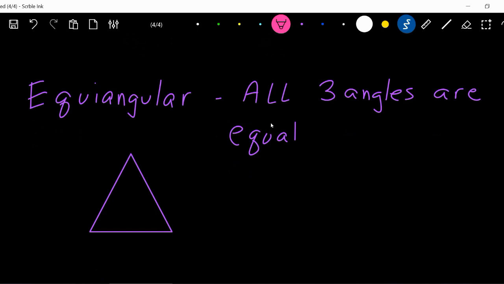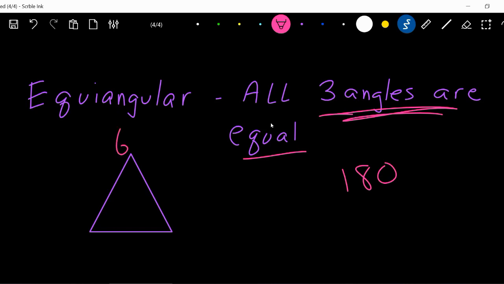And the last one to classify by angle is the equiangular. That means that all three angles are equal. Now, this one's interesting because remember, you're working with 180. And really, if all three have to be equal, then guess what? They all have to equal the same amount. They all have to be 60. They can't be anything else.